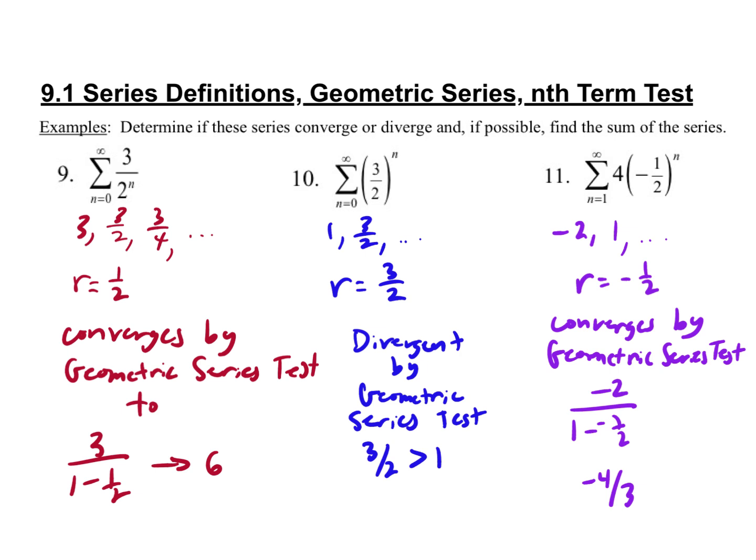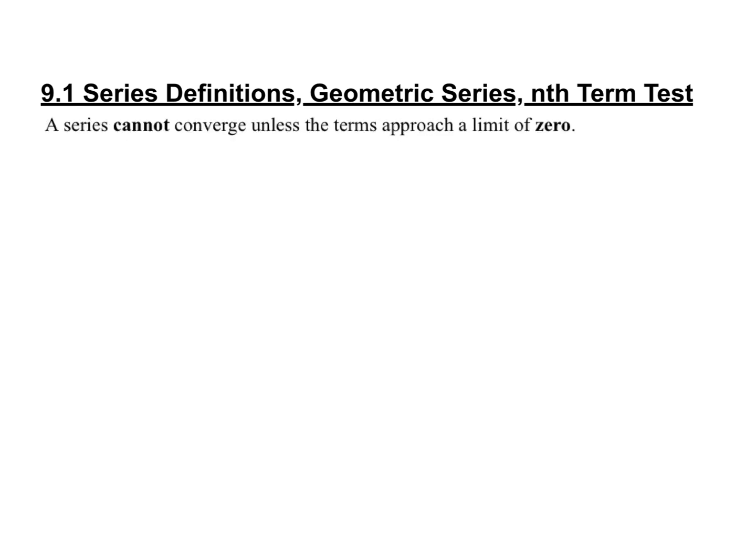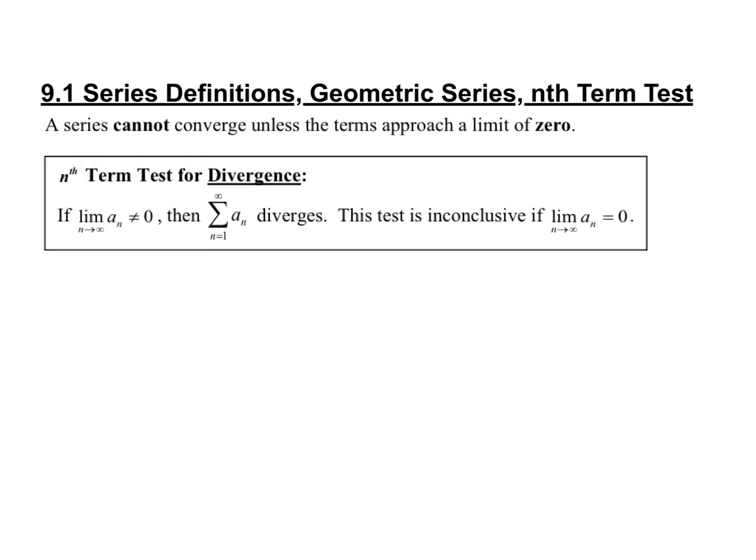All right, we got to get to the nth term test. Here's the thing. A series cannot converge unless the terms approach a limit of 0. That's what we were talking about, right? As the terms approach 0, that's how the series will converge. If they do not approach 0, they're not going to converge. The nth term test is only a test for divergence. It's the only thing you can use it for. You cannot test it for convergence.